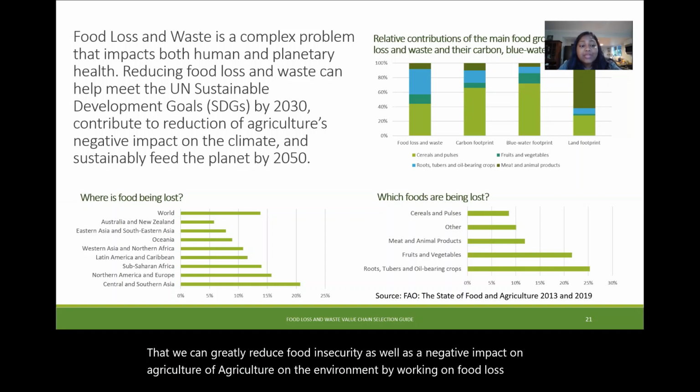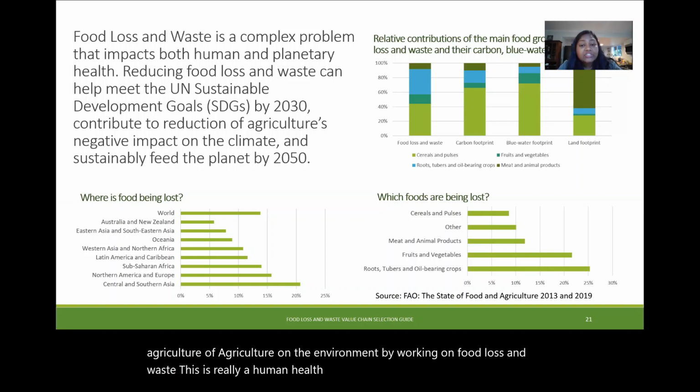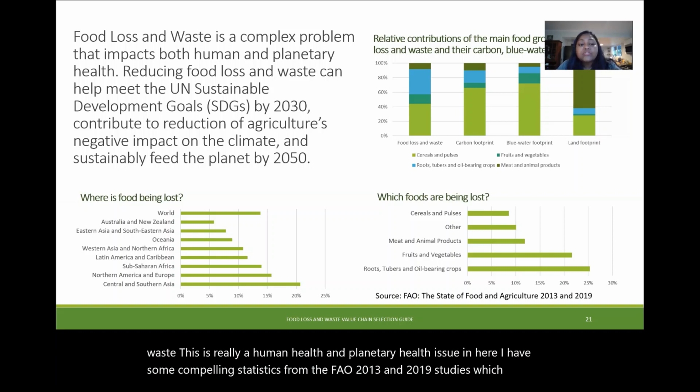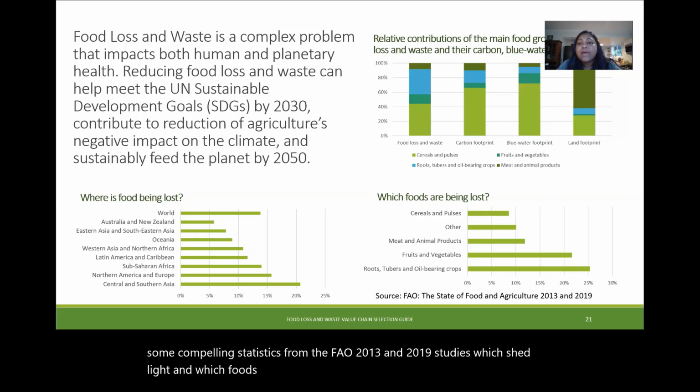This is really a human health and planetary health issue, and here I have some compelling statistics from the FAO 2013 and 2019 studies which shed light on where and which foods are being lost and their impacts on carbon, blue water, and land footprints.